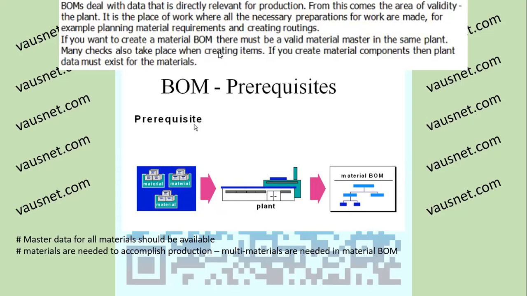Many checks also take place when creating items. If you create material components, then plant data must exist for the materials. The materials are needed to accomplish production. Multiple materials are needed in material form. Okay.